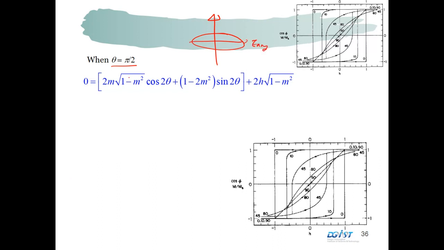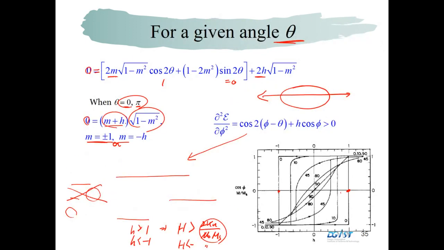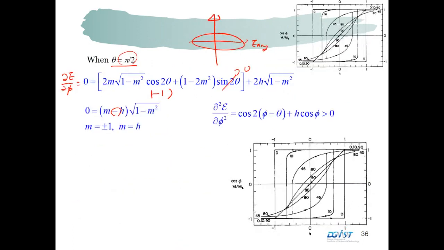So in that case, let's start again with the energy equation. That's the first derivative of the energy equation. And let's think about this case. So this term goes out, it's 0. And this term generates minus 1. So we have a minus sign here. Please compare to this case. The only difference is the minus sign. So we also have a solution, m is plus or minus 1 or m is h.